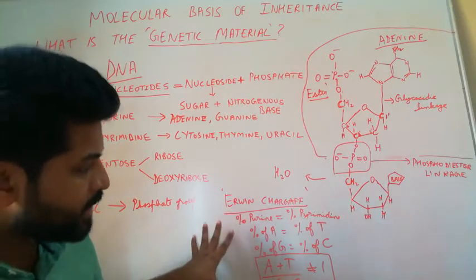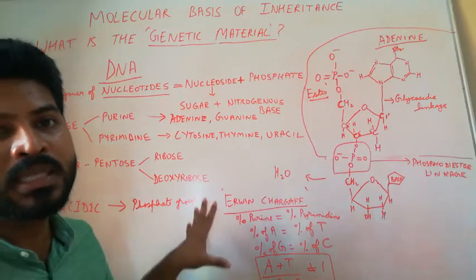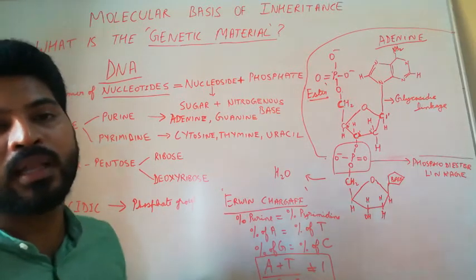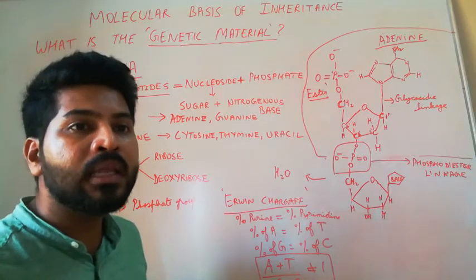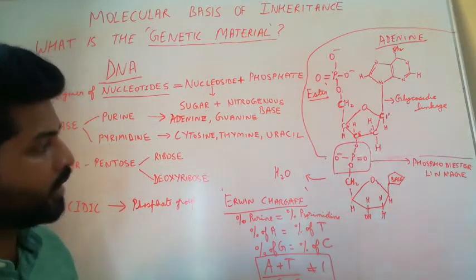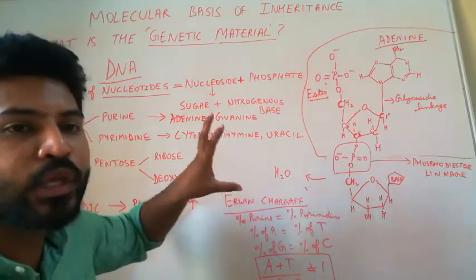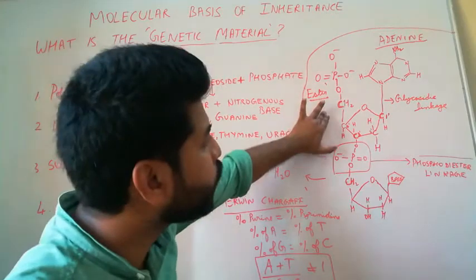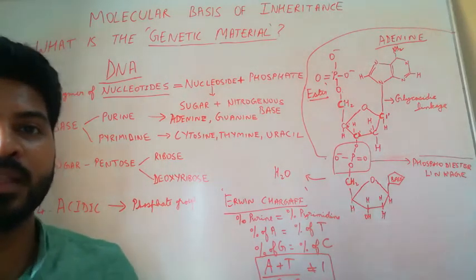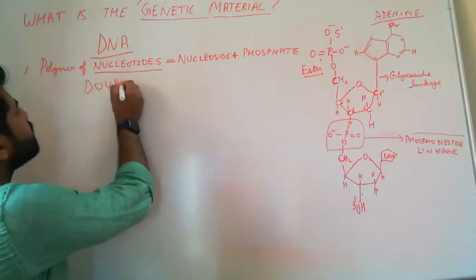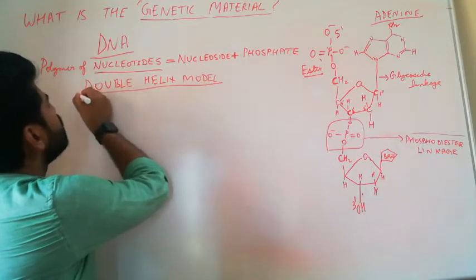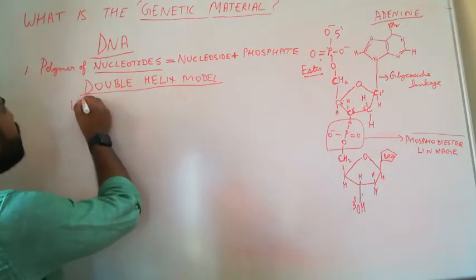Erwin Chargaff's principle was used by James Watson and F. H. C. Crick to propose the structure of the DNA. The famous DNA double helix model was proposed by Watson and Crick. What we have discussed till now is the structure of the nucleotide and how one nucleotide is connected to another nucleotide. Let us now look at the structure of the DNA in general. The double helix model was proposed by Watson and Crick.